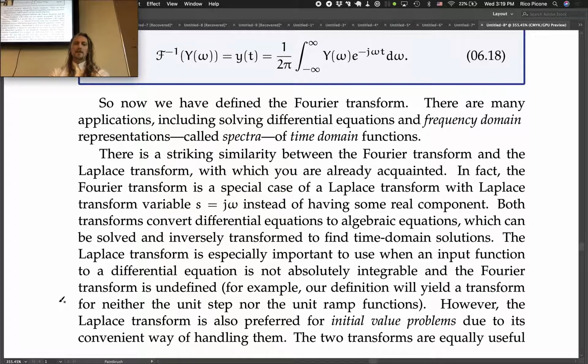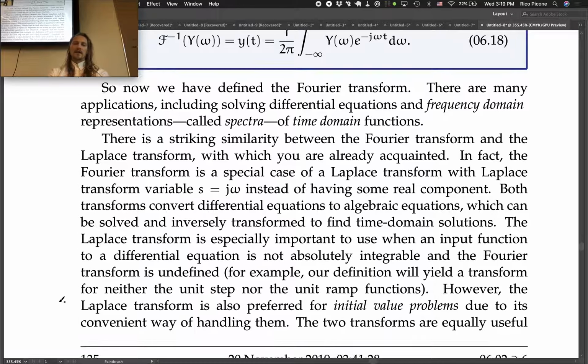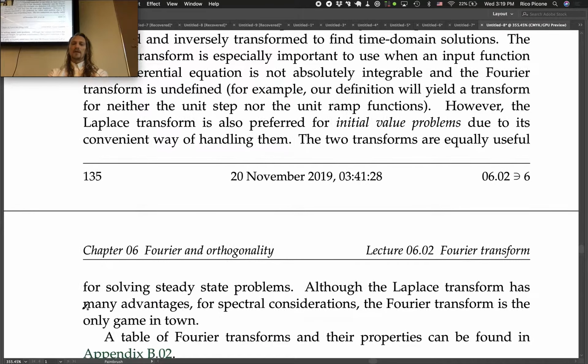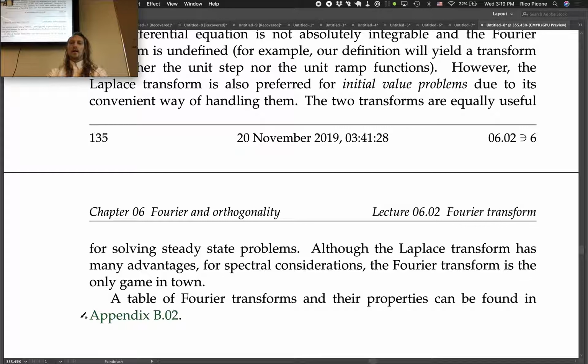However, the Laplace transform is preferred for initial value problems due to its convenient way of handling them. For the Fourier transform, you can do it, but it's less nice. The two transforms are equally useful for solving steady state problems. Although the Laplace transform has many advantages, for spectral considerations, the Fourier transform is the only game in town.